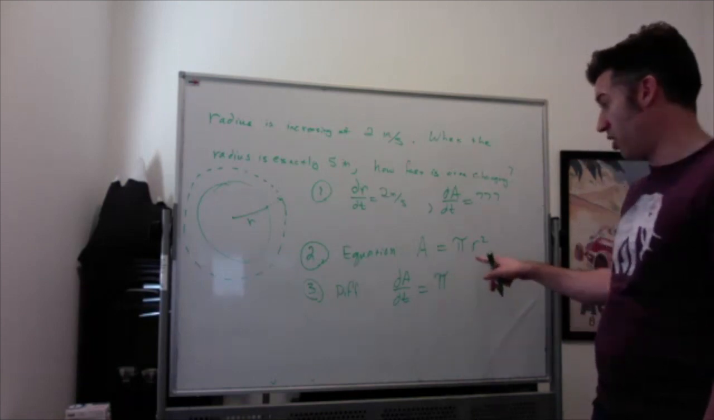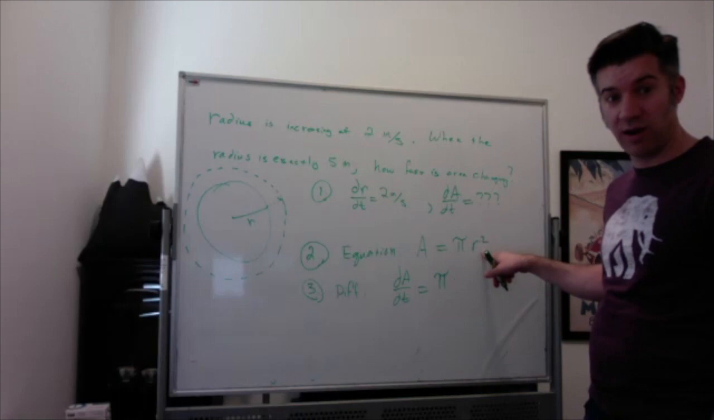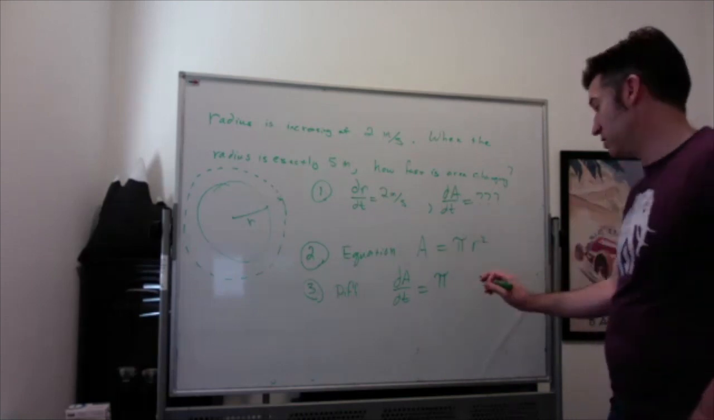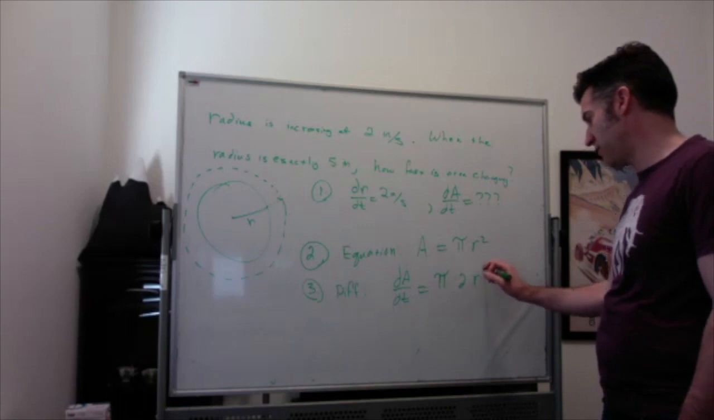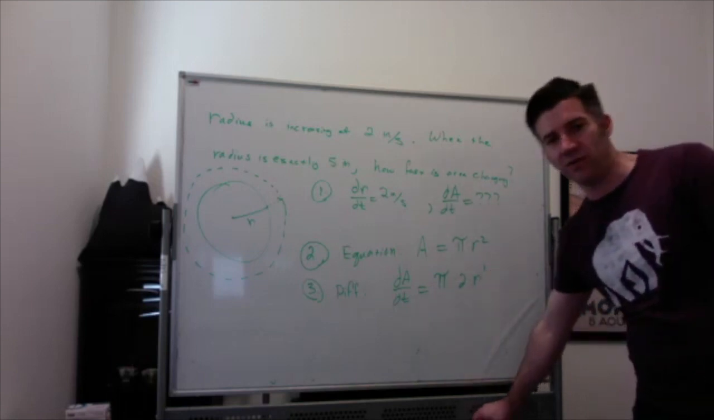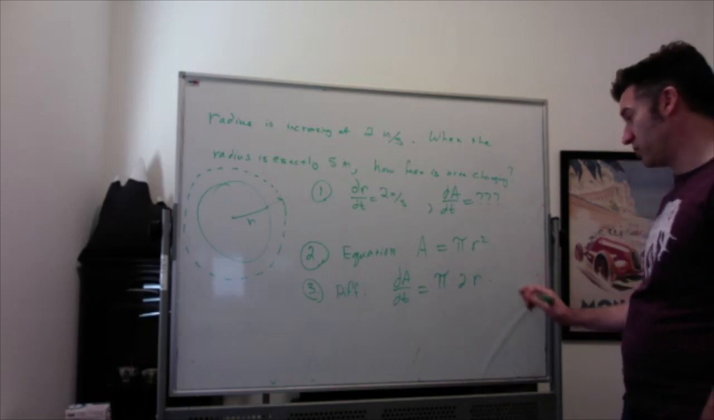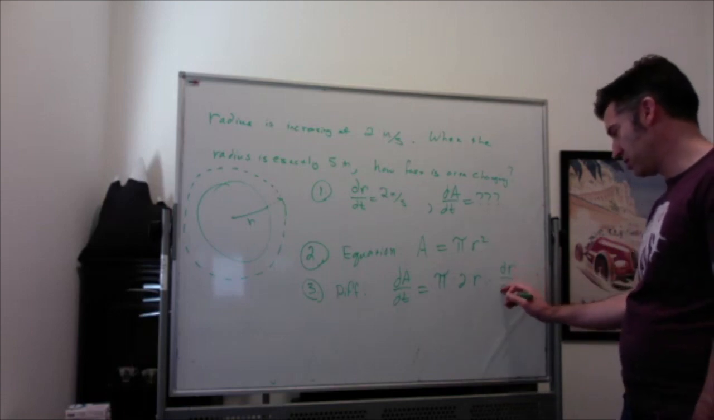And the derivative of r squared, or some stuff squared, either using the chain rule or implicit, really they're the same, is 2 times my stuff to the first power, times the derivative of that stuff, which is dr dt.